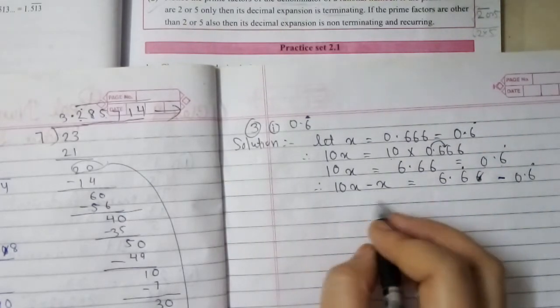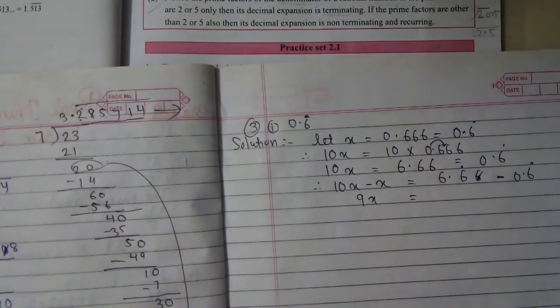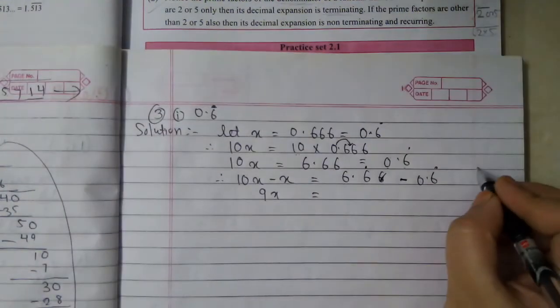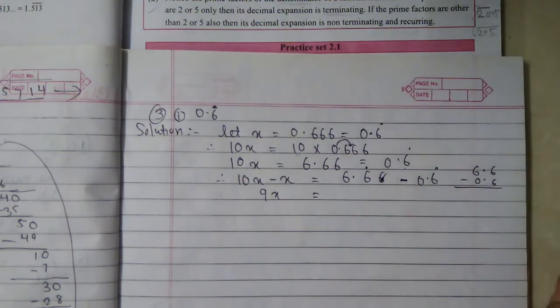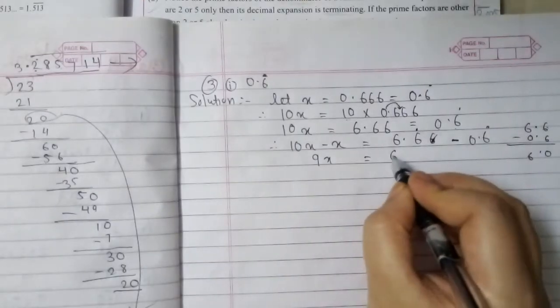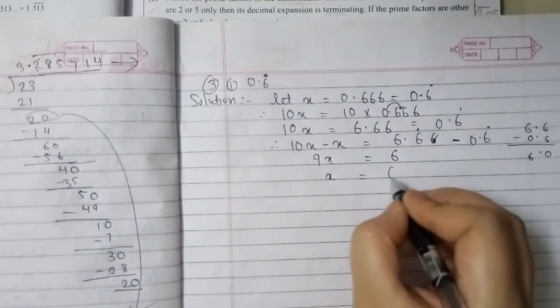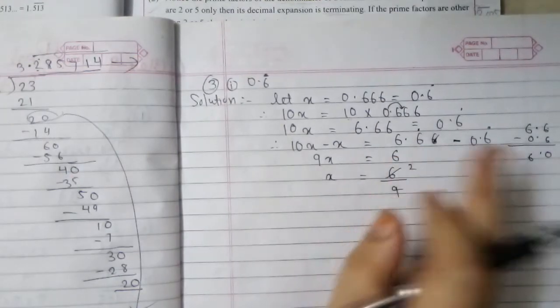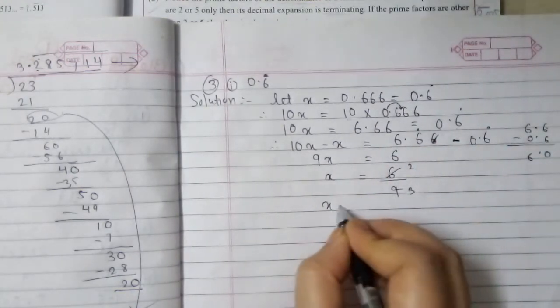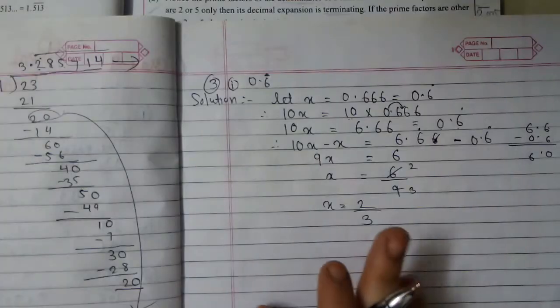Now 10x minus x is 9x, and after subtracting 6.6 bar minus 0.6 bar, we get only 6. So 9x equals 6, and x is 6 upon 9. It can be divided by 3: 3 twos are 6, 3 threes are 9. So the p upon q form of the number 0.6 bar is 2 upon 3.